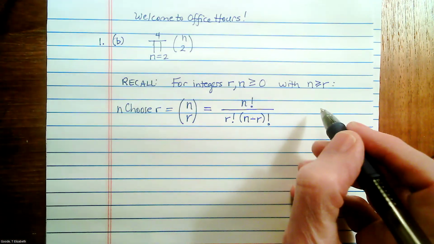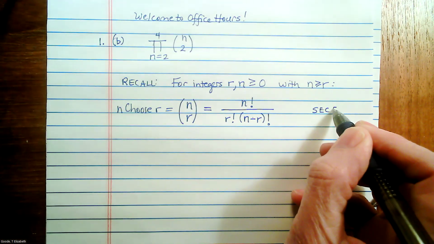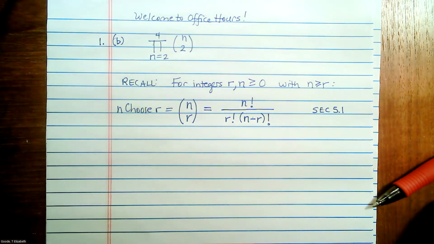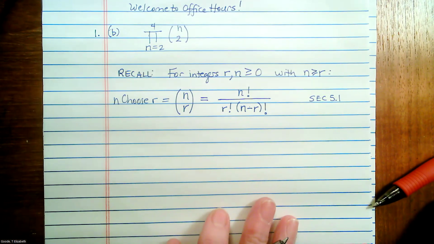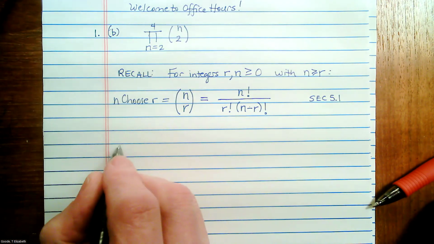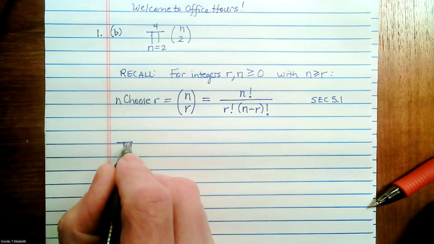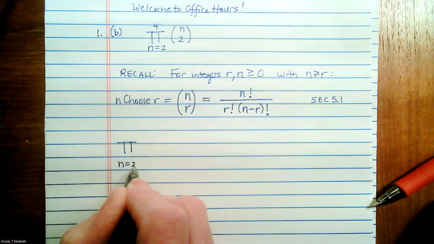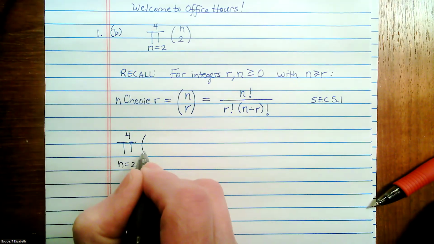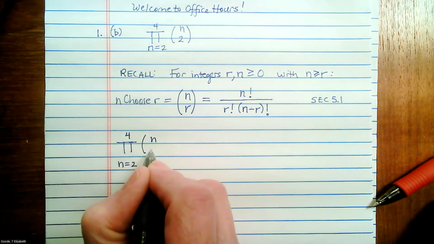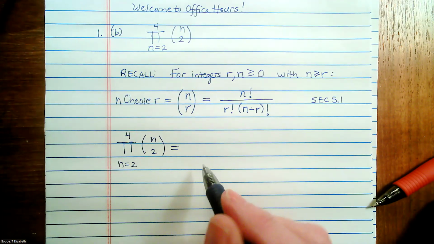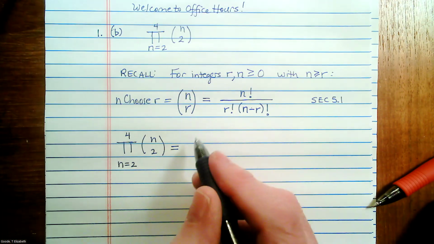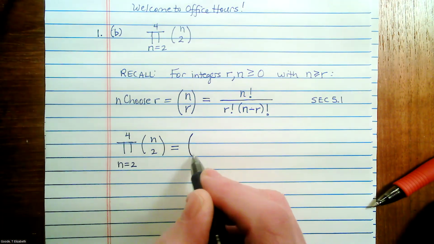Yes. It was way back in section 5.1. That's why I wanted to give you a quiz on this, because it's been so long. So now, if we have the product from n equals 2 to 4 of n choose 2, let's just expand that. What's the first factor or term in that product?